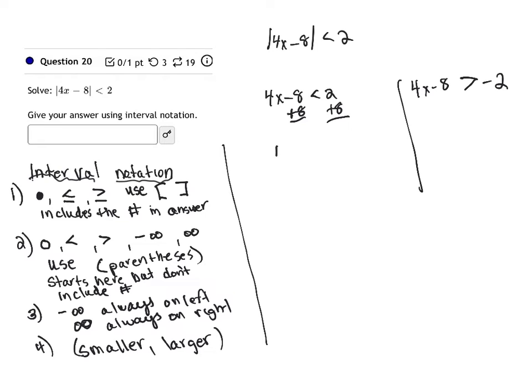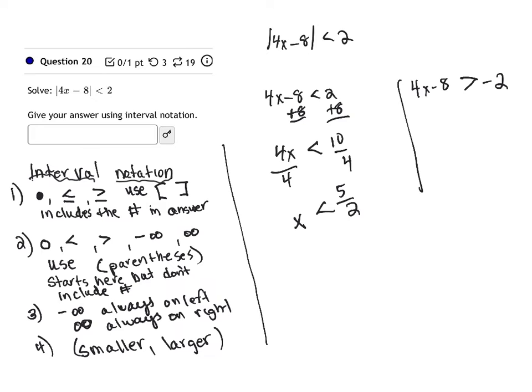Add 8 to both sides. 8 plus 2 is 10. We're going to divide both sides by 4. It doesn't tell us to round anything, so we're going to leave it as a fraction. But we are going to reduce it. 2 will go into 10 5 times. 2 goes into 4 2 times. Notice we divided by a positive number, so we didn't have to change the direction of our symbol.